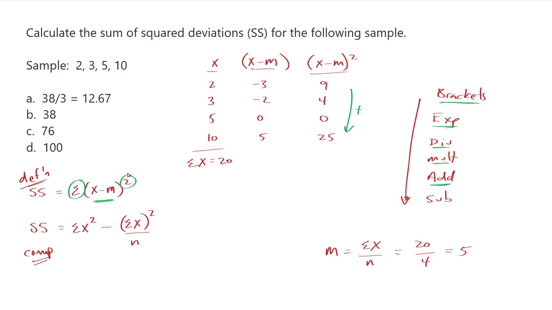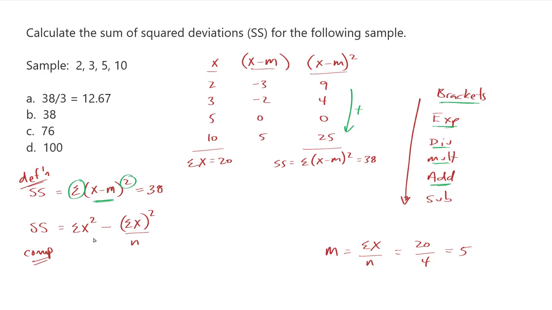Okay, so let's do that. 9 and 4 makes 13, plus 25, that makes 38. So the sum of my squared deviations is 38. That is the sum of squares. The sum of squares is the sum of the squared deviations. It's 38. So the answer is going to be B, 38.